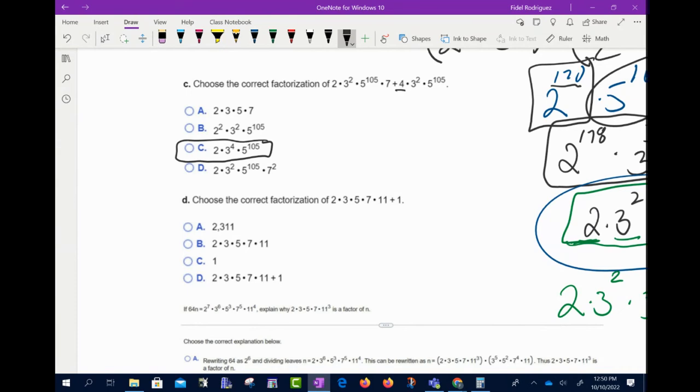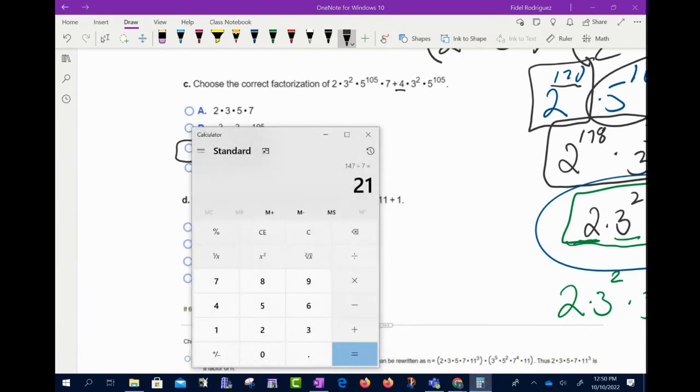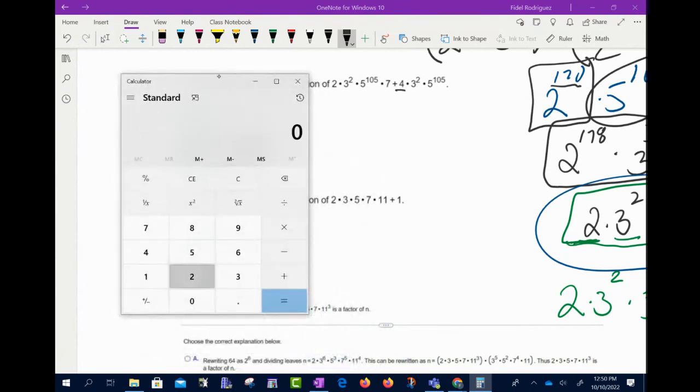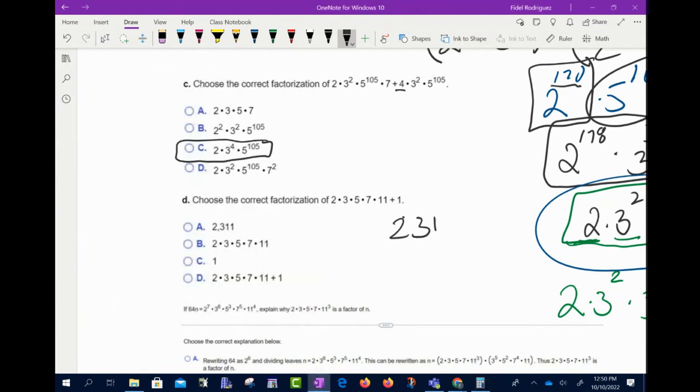Okay. So for the next one here, y'all, it says find the correct factorization of 2 times 3 times 5 times 7 times 11 plus 1. Whew. Okay, let's see if we can figure out what that number is to begin with. Let me clear this out. 2 times 3 times 5 times 7 times 11 plus 1 is 2311. Okay, so the number I'm coming up with is 2311.